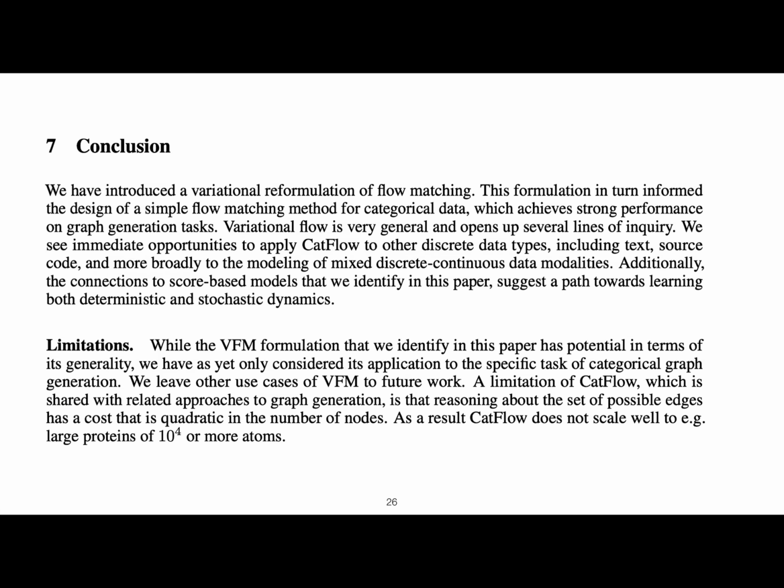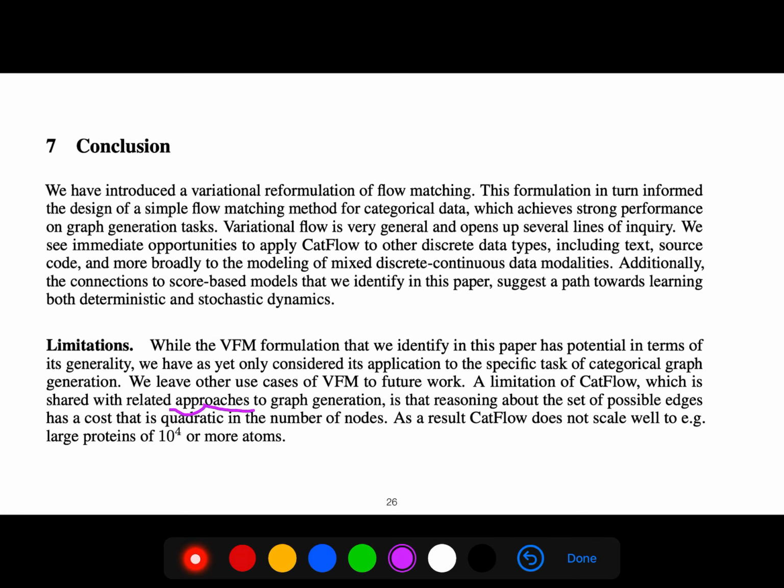Let me talk about limitation. While the variational flow formulation that we identify has potential in terms of its generality, we have as yet only considered its application to a specific task of categorical graph generation. We leave other use cases to future work. A limitation, which is shared, is that reasoning about a set of possible edges has a cost that is quadratic in the number of nodes. As a result, CatFlow does not scale well to, for example, large proteins of 10,000 or more atoms.